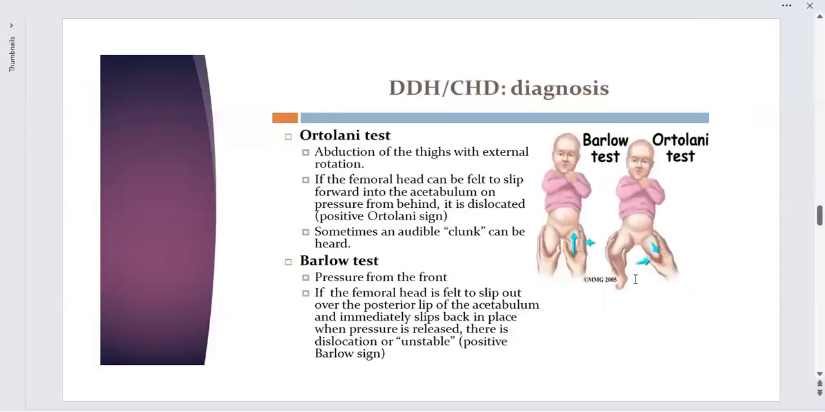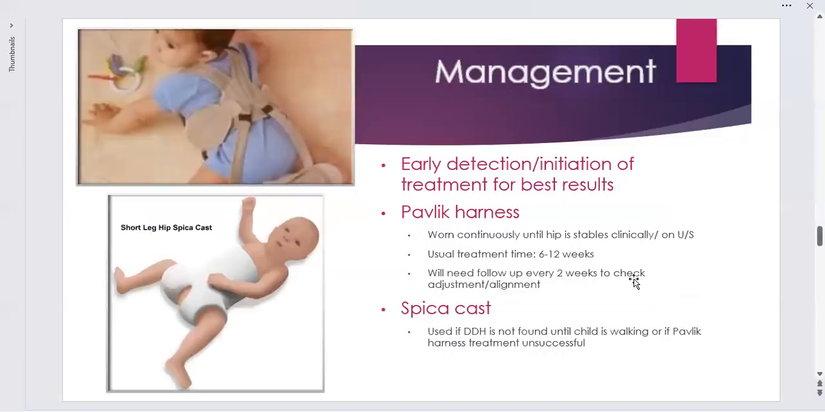So what are we going to do about it? Early detection gives us the best potential, or the best prognosis, which is why it's part of our newborn assessment. We wanted to detect this early on.